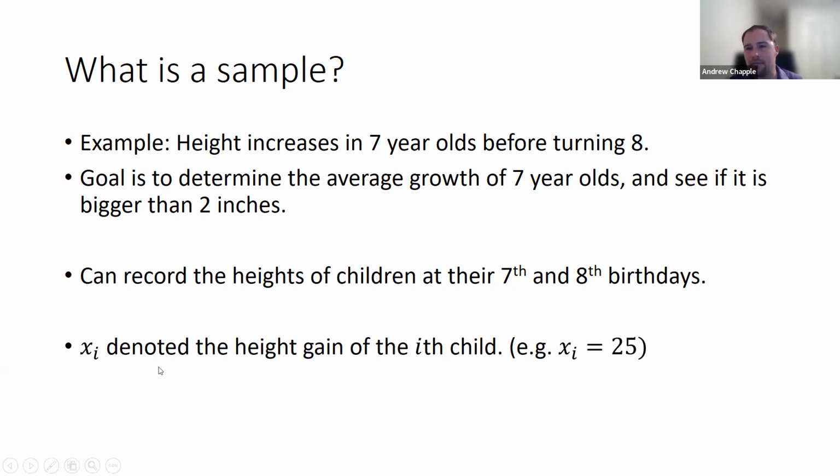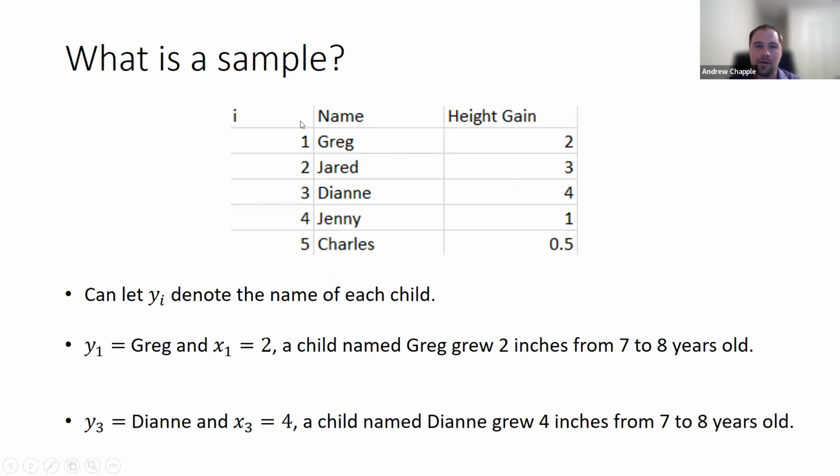And this is going to be the first math. So we're going to have some math here. I want you to be not scared of this. It's not a scary thing. So here X_i is going to denote the height gain of the ith child. For example, X_i equals 25 would mean that they grew 25 inches, which is probably not plausible. But i here is an index. So if you have 5 kids, you're going to have an X1, that's their first height growth. You're going to have an X2, an X3, an X4, and an X5, one for each child.